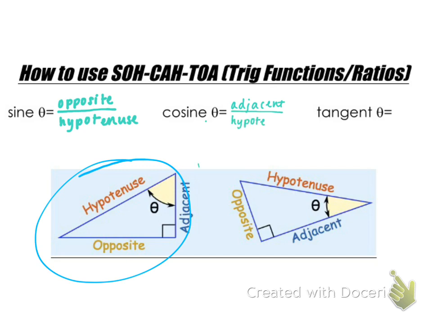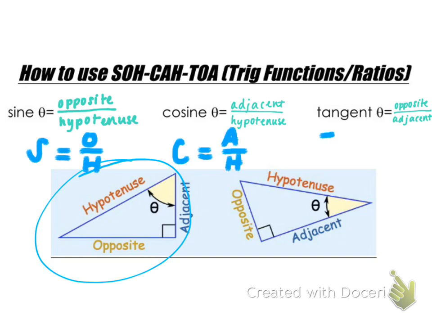Cosine is adjacent over hypotenuse. And tangent is opposite over adjacent. Okay, so you can see by the way that these are written, that's how we get SOHCAHTOA. Sine equals opposite over hypotenuse, cosine equals adjacent over hypotenuse, tangent is opposite over adjacent. That's how we get our abbreviations, which help us memorize the trig functions. The way the trig functions are written here is how they are actually spelled, but we're going to be using abbreviations when using them to solve problems.